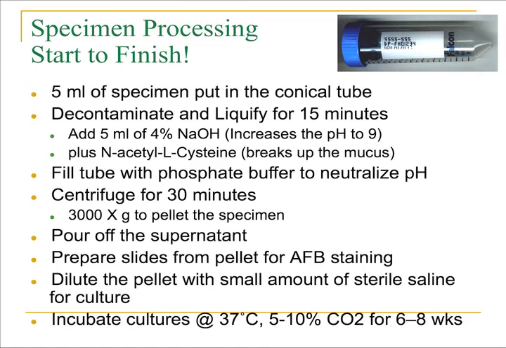The NaOH also contains N-acetyl-L-cysteine solution, and this will break up the mucus in the sputum specimen, releasing any of the trapped AFB. Once the 15 minutes have passed, you fill the tube with a phosphate buffer to neutralize the pH. You then place the Falcon tube in a centrifugation cup with a lid on it to protect the tube from breakage. You centrifuge for 30 minutes in your high-speed centrifuge. Centrifugation is usually done at 3,000 times G because you want to adequately pellet the specimen. The mycobacteria are lipid-laden organisms, and you need this fast speed of centrifugation to make sure that you pellet the organisms and they do not remain in the supernatant.